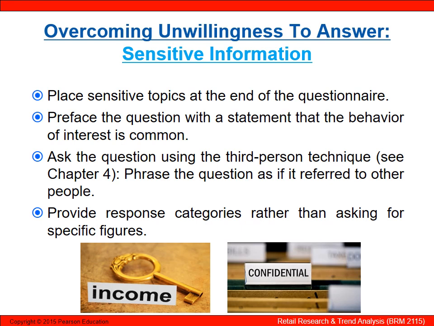3. Ask the question using the third-person technique. In other words, phrase the question as if it referred to other people. 4. Provide response categories rather than asking for a specific figure. Do not ask, what is your household annual income? Instead, ask the respondent to check the appropriate income category: under 25,000, 25,001 to 50,000, 50,001 to 75,000, or over 75,000. In a personal interview, give the respondent a card that lists the numbered choices. The respondent then indicates the response by number.